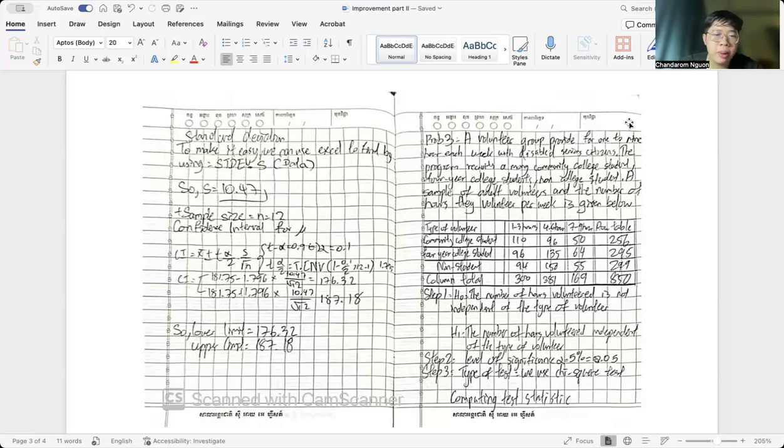Next is problem 3. In this problem, we are asked to analyze whether the number of volunteer hours per week is independent of the type of volunteer, and we have to perform a chi-square test of independence. So I will provide the steps to do this problem.